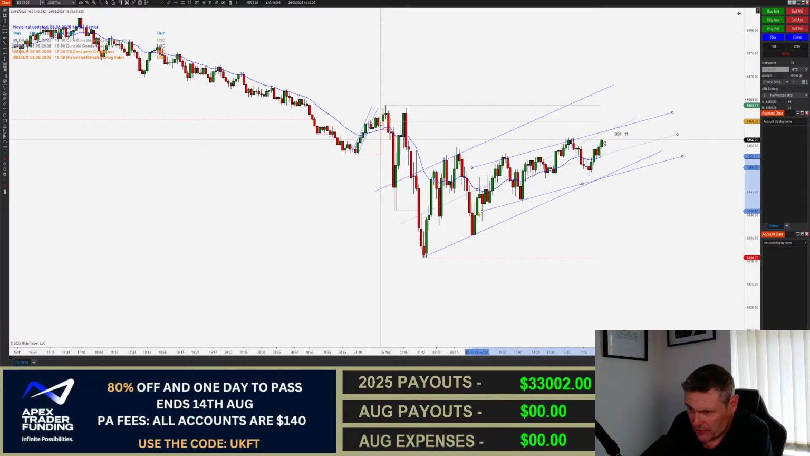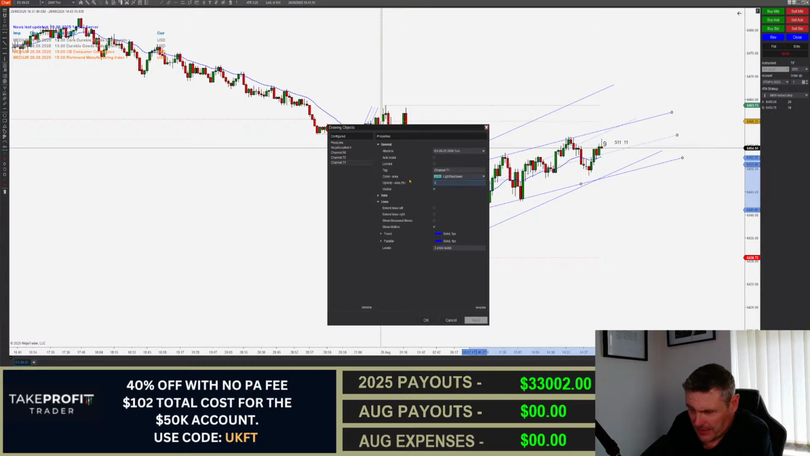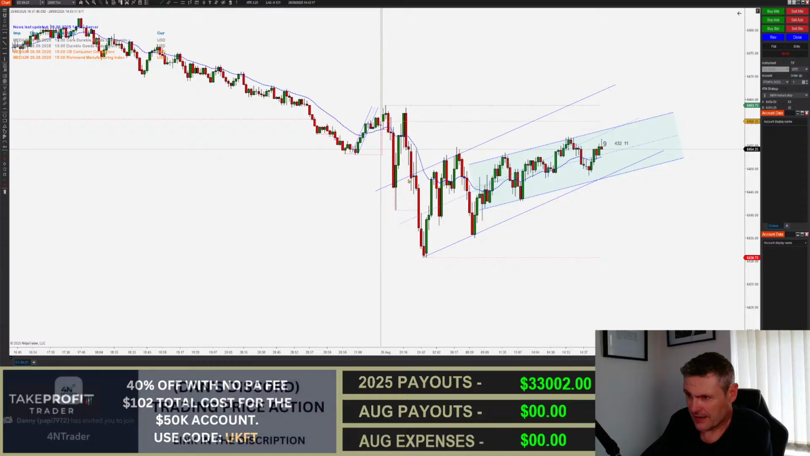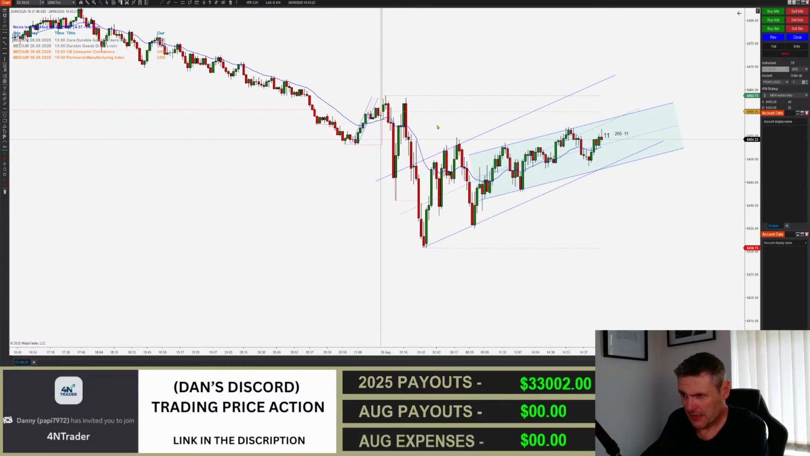Trouble is, when it's not clear like that, we haven't got the confidence to take a trade. So actually, I'm going to put a little bit of colour to that just so it's an area of interest. And I've left that there as possibly something bigger, but we may be ranging. It's just hard to say, really.